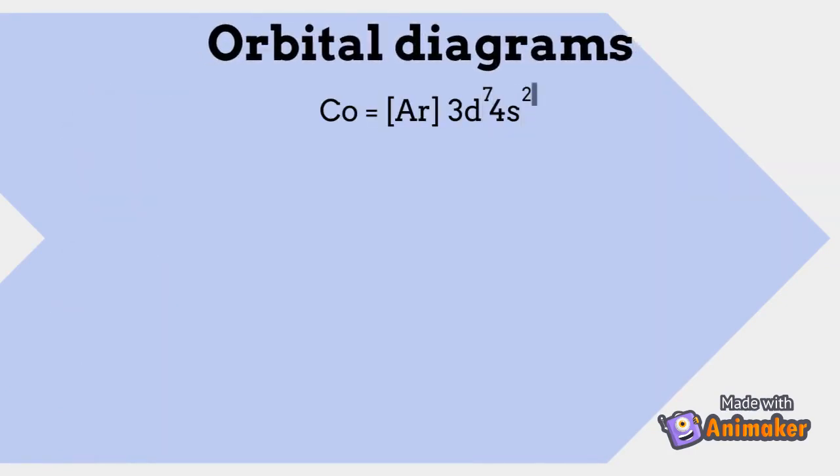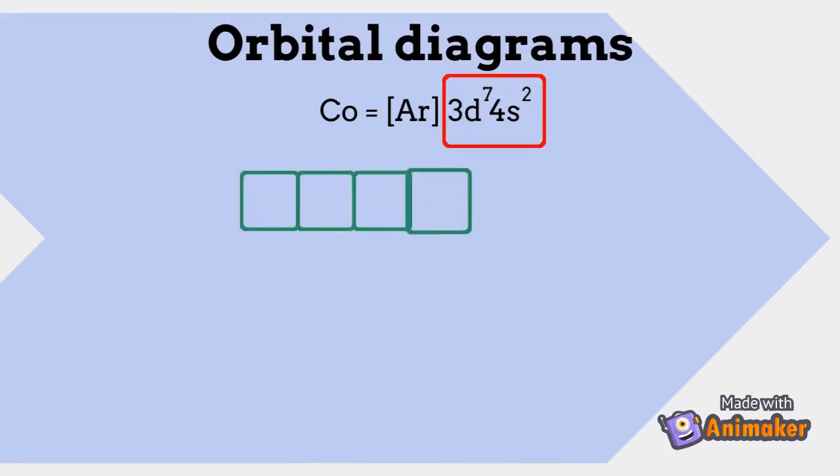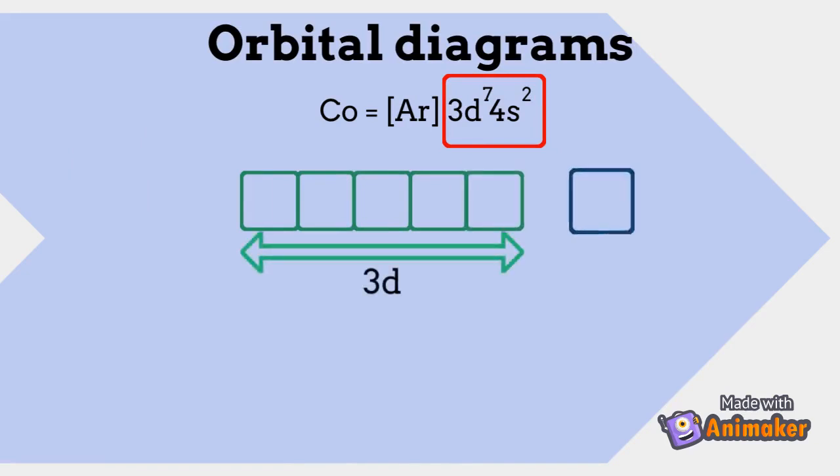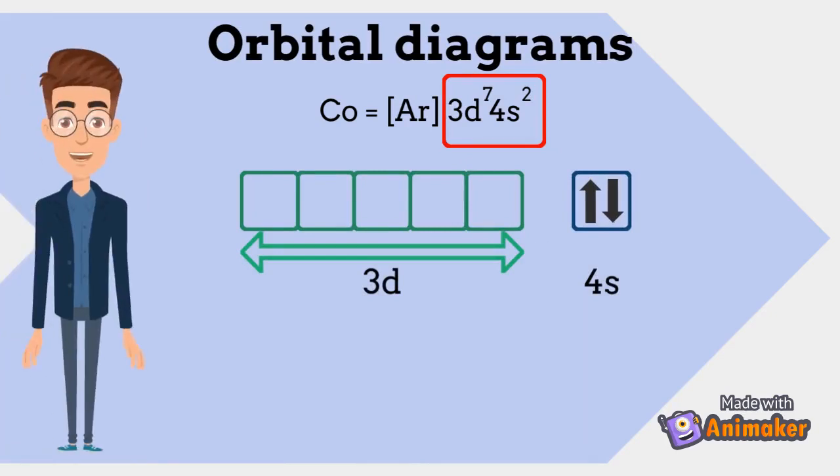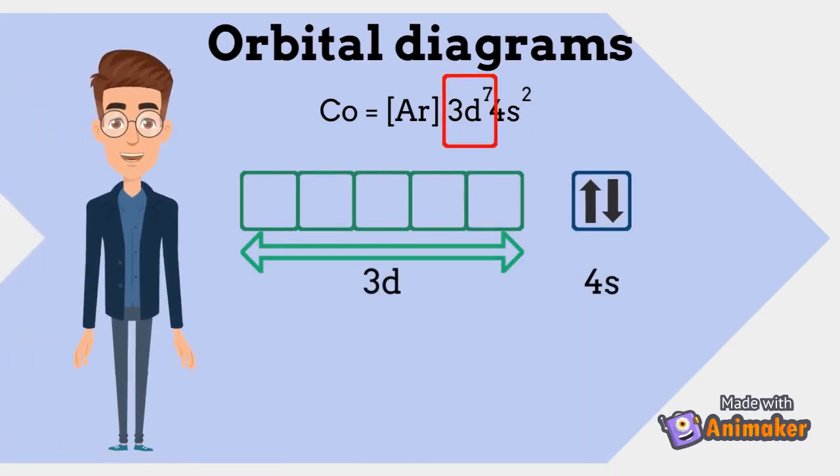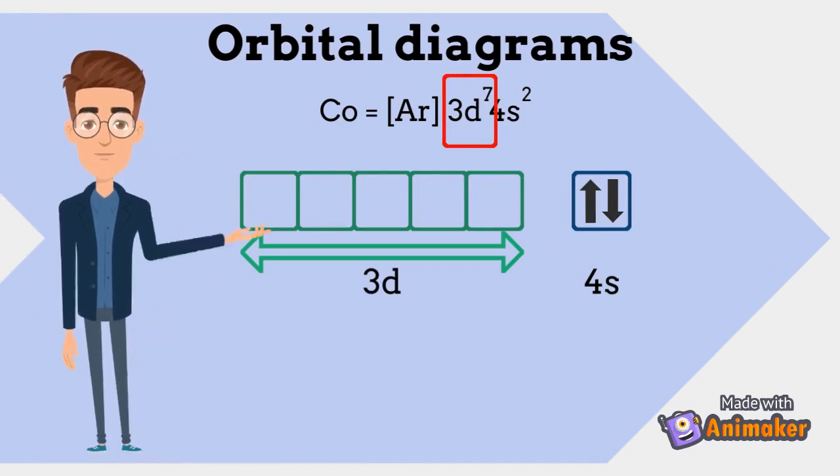We will consider 3d and 4s subenergy levels for the cobalt atom. D has 5 orbitals of equal energies and there is a single s orbital. The 4s orbital has 2 electrons like this, indicating opposite spin. Now we will fill 7 d electrons.